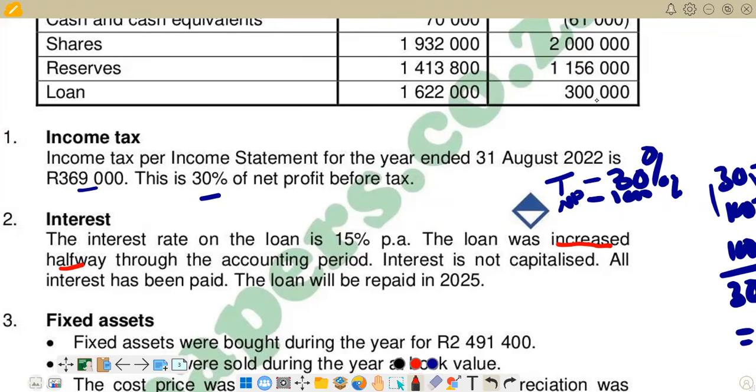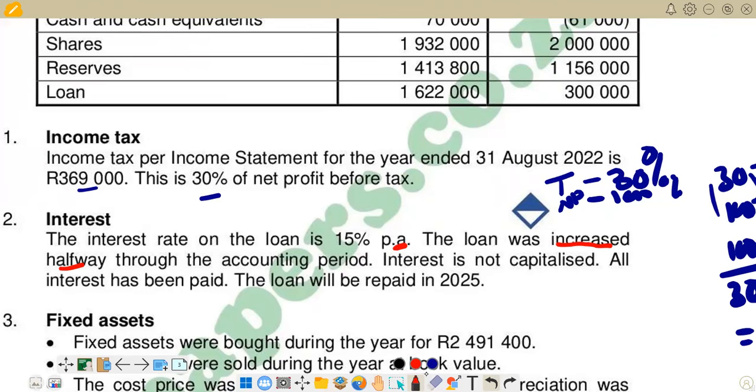But this 300,000, we are saying that it stayed the whole year from the beginning of the year up to the end. But we've got a balance in between which came halfway through the year. So we need to calculate the interest separately. For the amount that stayed the whole year, we are going to calculate 15% per annum. When you get that 15% for the amount that came halfway, then we make a proportion of 6 months that that loan was taken. So when we make that proportion, we add it now to the interest of the whole year of 300,000.